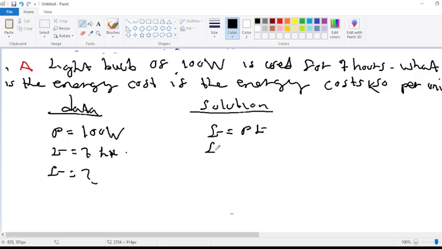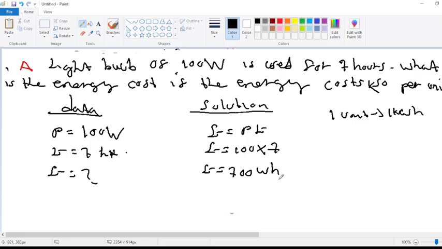So energy is equal to, what is the power? It is 100 watts. You multiply by time of 7 hours. So energy is equal to 100 times 7, that's 700 watt hours. Then you remember, we said that 1 unit is equal to 1 kilowatt hour. So this one we have the energy here, it's just 700 watt hours. So 700 watt hours, we divide it by 1000 for us to get the kilowatt. So if you divide 700 by 1000, we're going to have 0.7 kilowatt hours. So the 0.7 kilowatt hour was the energy of the light bulb.